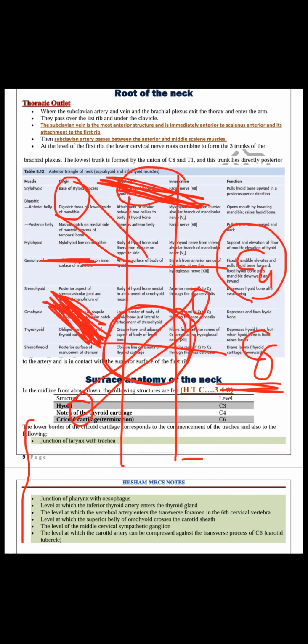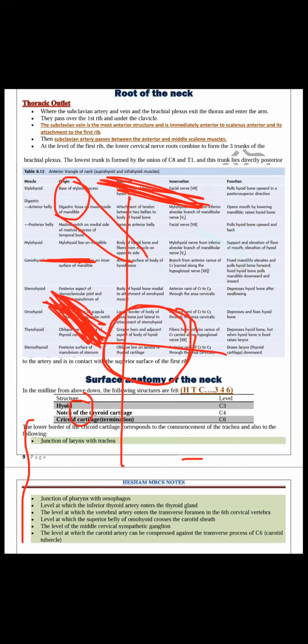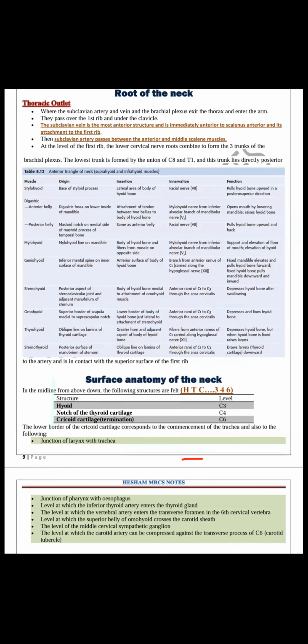These are all events occurring at C6. A very important landmark to know the difference and relation of the common carotid to C6 and C4. And please don't miss this. Next page. This is regarding, after we discussed the root of the neck, the larynx.